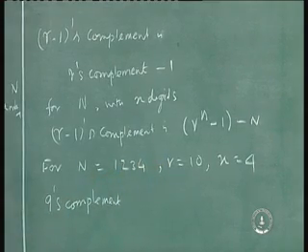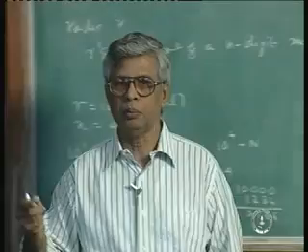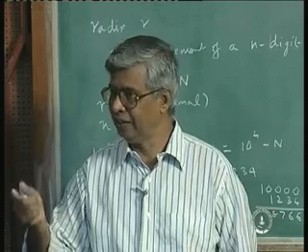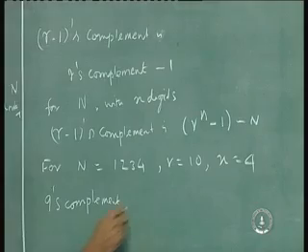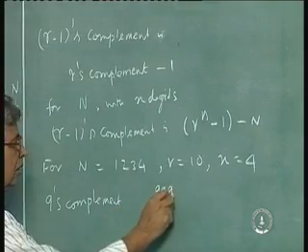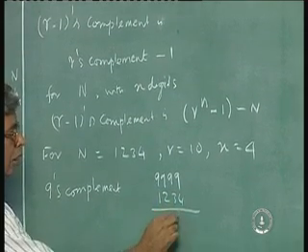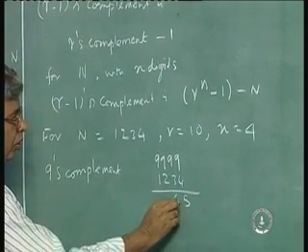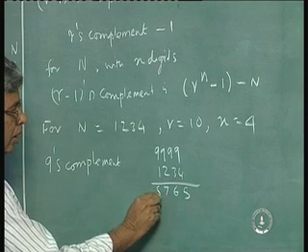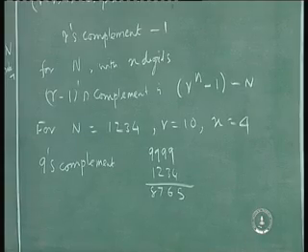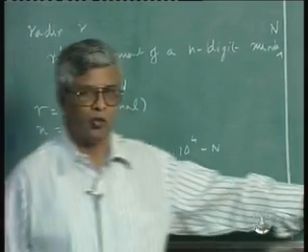r power n, which is 10 power 4 is 10,000, but I have to subtract 1 from it. So it is 9,999. So it is 9,999 minus 1, 2, 3, 4, which is now 8, 7, 6, 5.